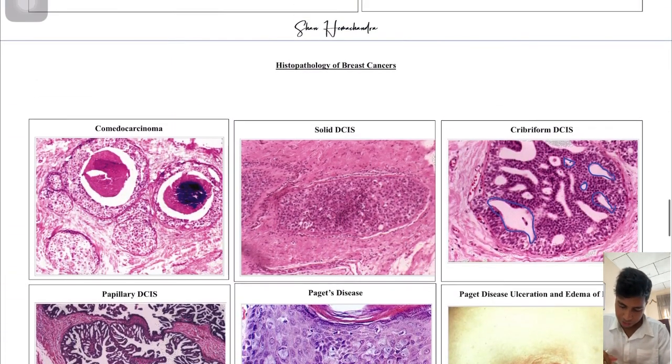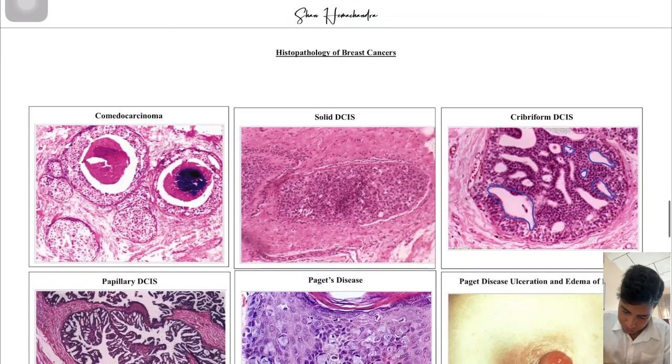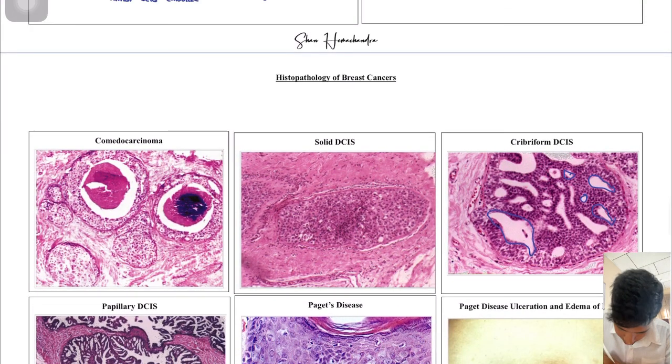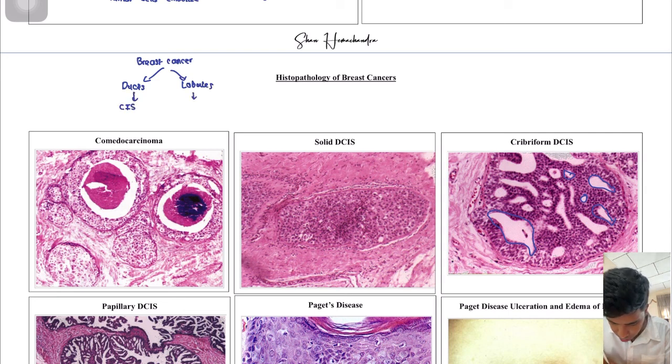Next, the types of carcinomas. I will give a brief summary again. Breast cancers can either be due to the ducts or the lobules. It could be carcinoma in situ, or it can be invasive. That's it. And if it is in the ducts, there is a risk that it can spread to the nipples, the skin of the nipples, leading to Paget's disease.